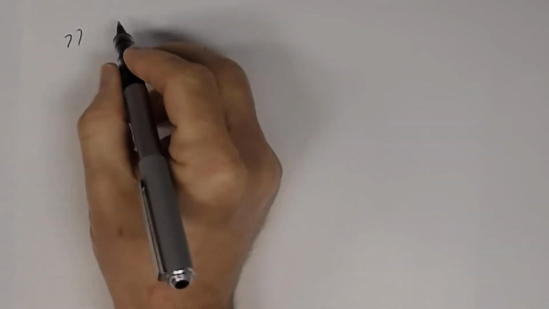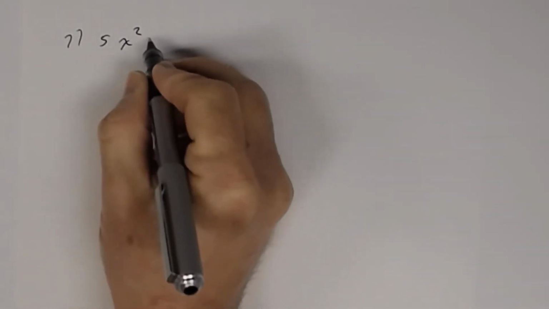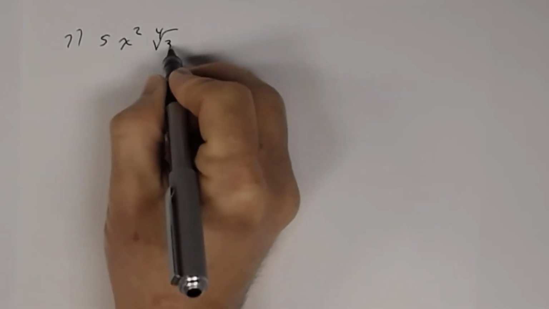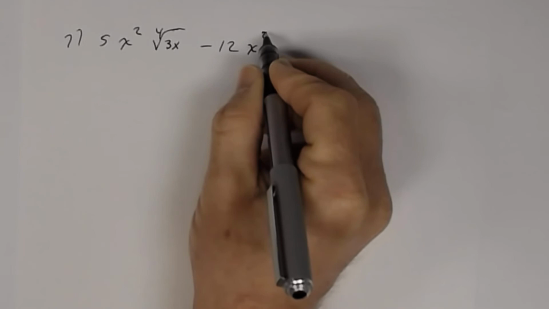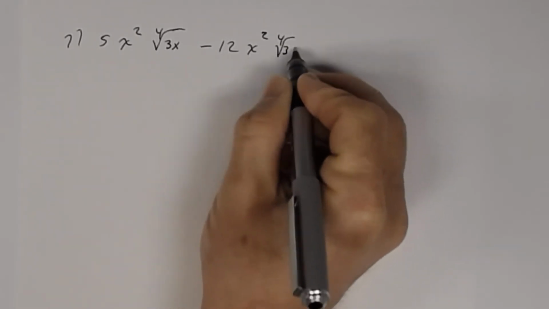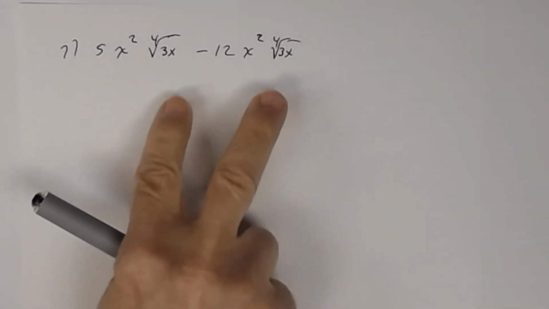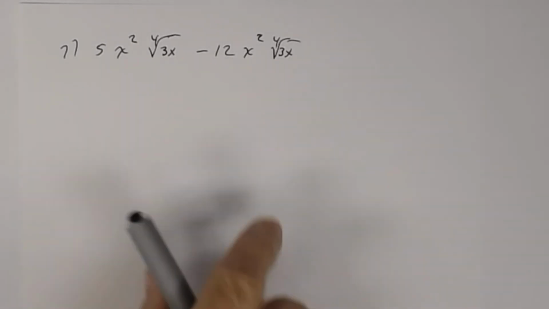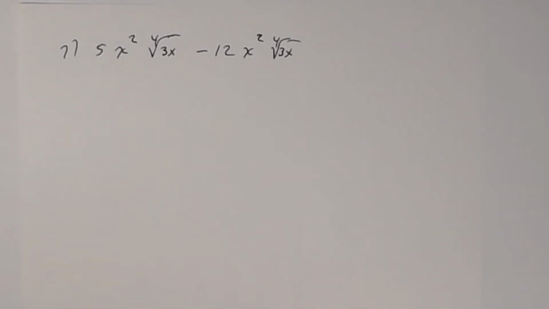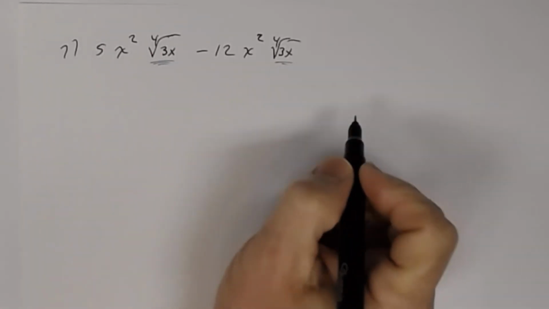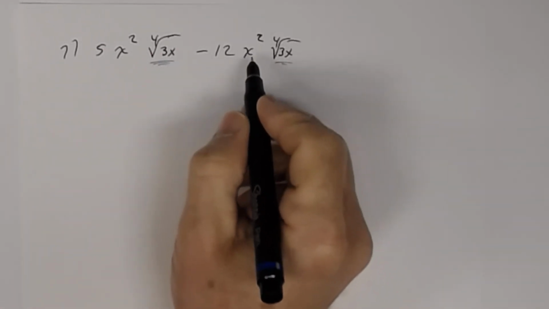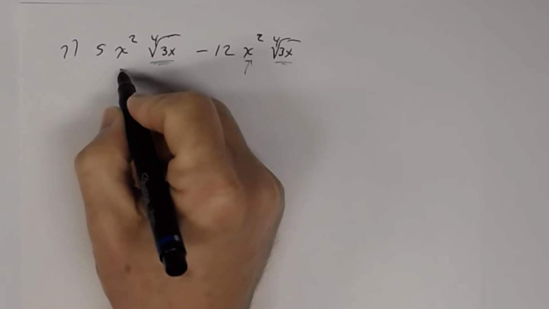All right, number 7, we have 5x squared fourth root of 3x minus 12x squared fourth root of 3x. All right, first of all, I have two terms. Are they like terms? Yeah, they are, right? Because I have my radicals the same, fourth root of 3x. And then if you look at your variable now, I have an x squared and I have an x squared.